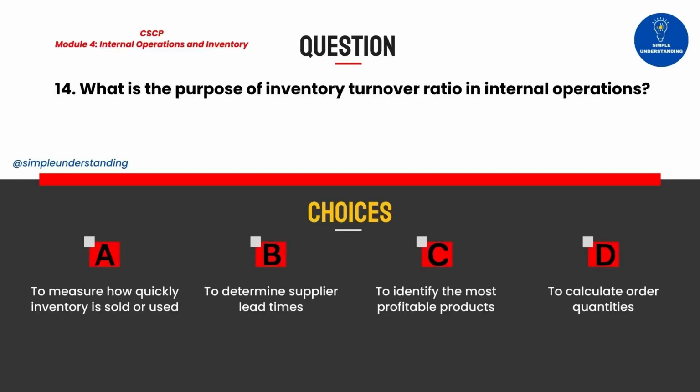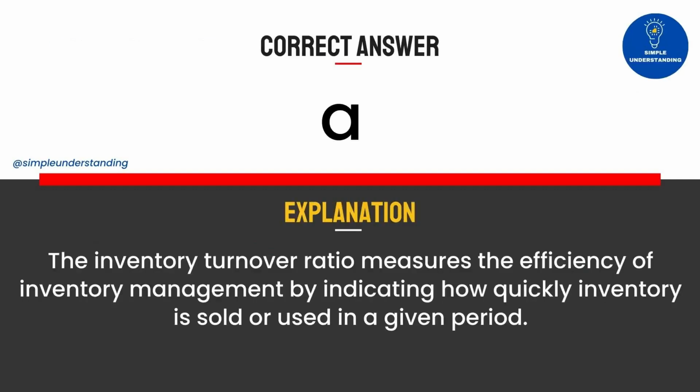14. What is the purpose of inventory turnover ratio in internal operations? A. To measure how quickly inventory is sold or used. B. To determine supplier lead times. C. To identify the most profitable products. D. To calculate order quantities. Correct answer: A. Explanation: The inventory turnover ratio measures the efficiency of inventory management by indicating how quickly inventory is sold or used in a given period.